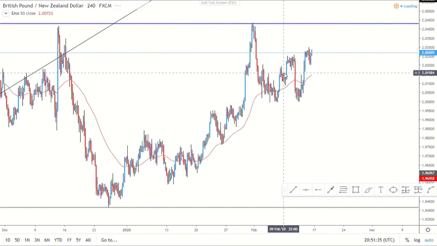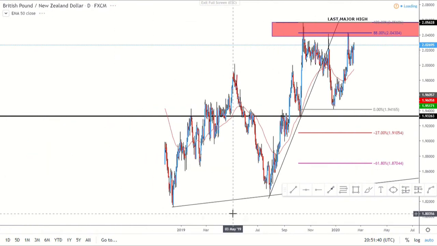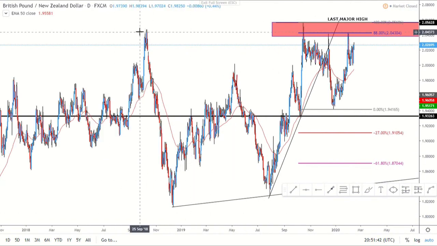But that's just, like I said, another one looking at that daily again. There's quite a lot of potential to the downside, and obviously as we can see, the previous high is around this area as well.